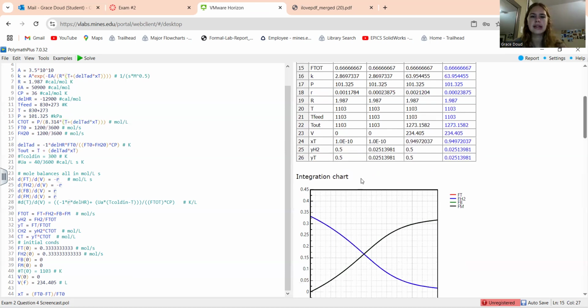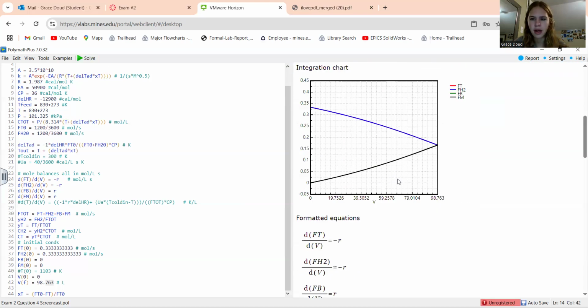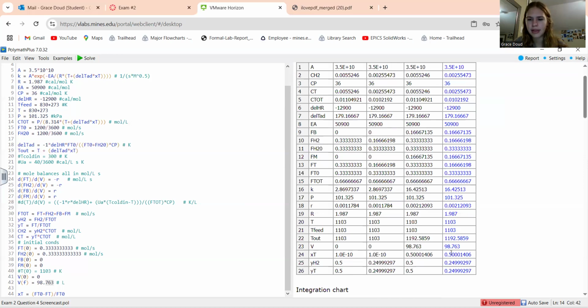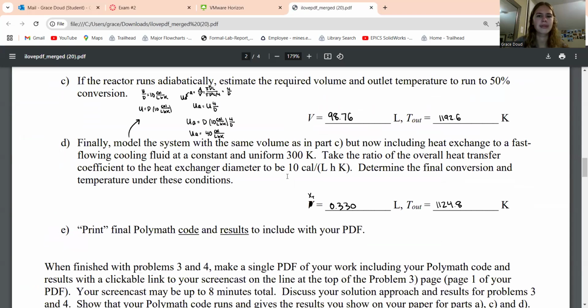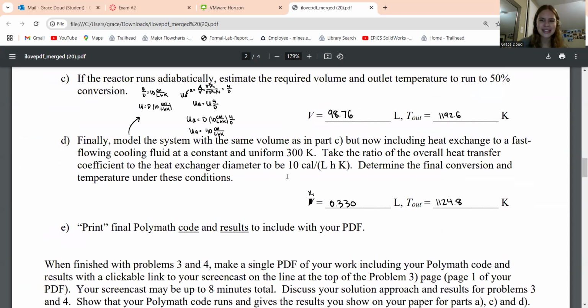Okay, so if I go down here, I see that X is 0.95. Since I only want a 50% conversion, I can drop that final volume. I have the value here. So the actual number I got was 98.763, and I solved that, and then boom, I get the conversion is 0.5, and then I also get, I think I was looking for T out. T out is 1192.6, and yeah, that's what I have there and there. Okay, perfect. Moving on to the last part, part D.